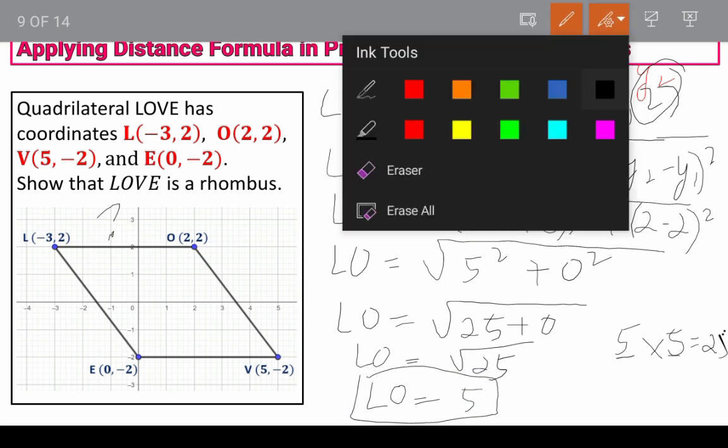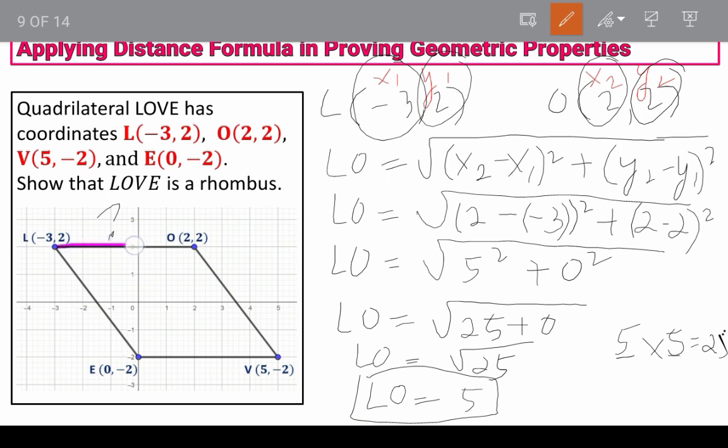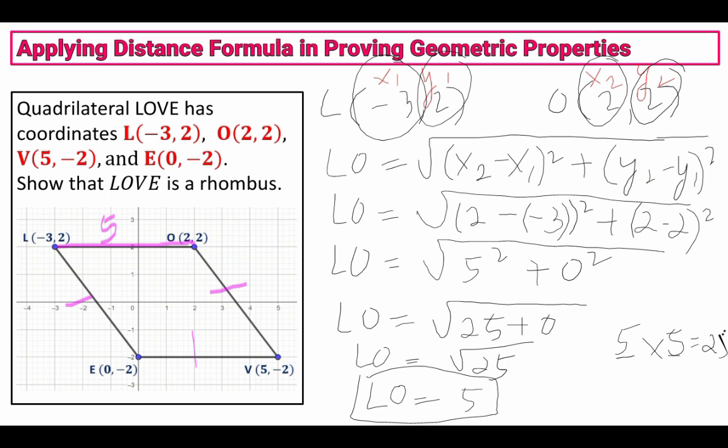Therefore, the distance from point L to point O is 5 units. So that 5 units will be our basis. Let's show that this side OV is also 5, EV is also 5, and LE must also be 5 to prove that the quadrilateral LOVE is a rhombus. So let's proceed.